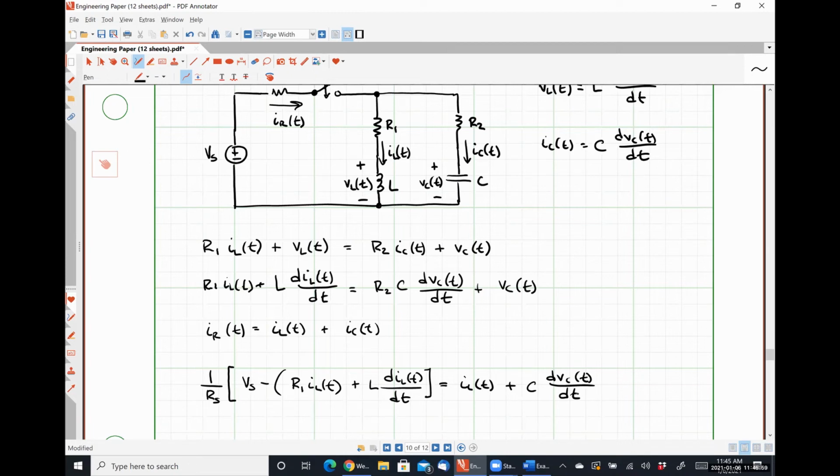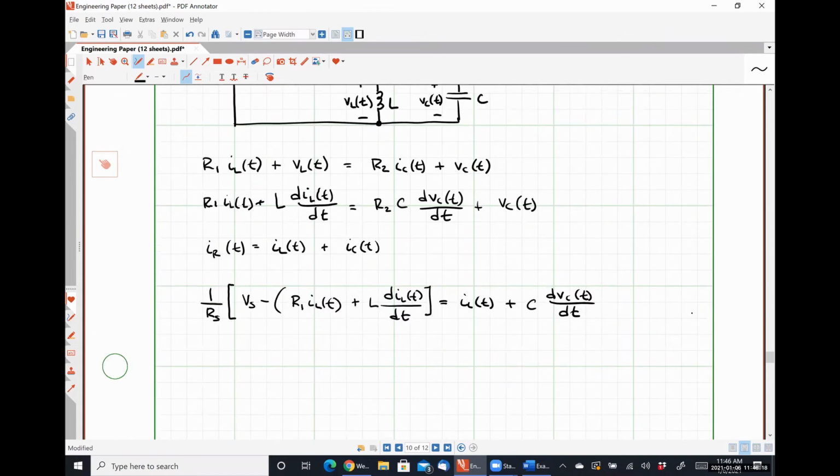We okay with the math here? This is where bookkeeping is going to get real wonky real soon. So what I'm about to do, first and foremost, is subtract an IL of t from both sides.